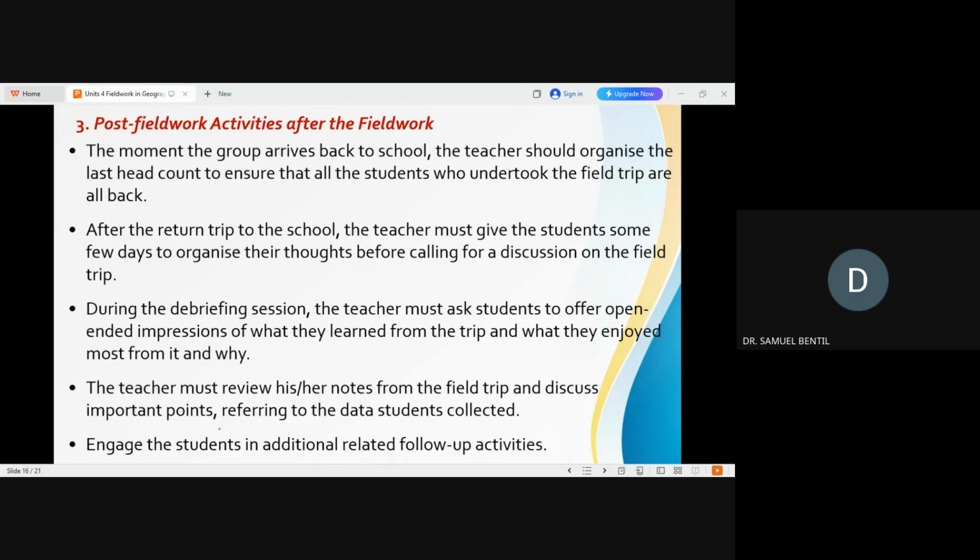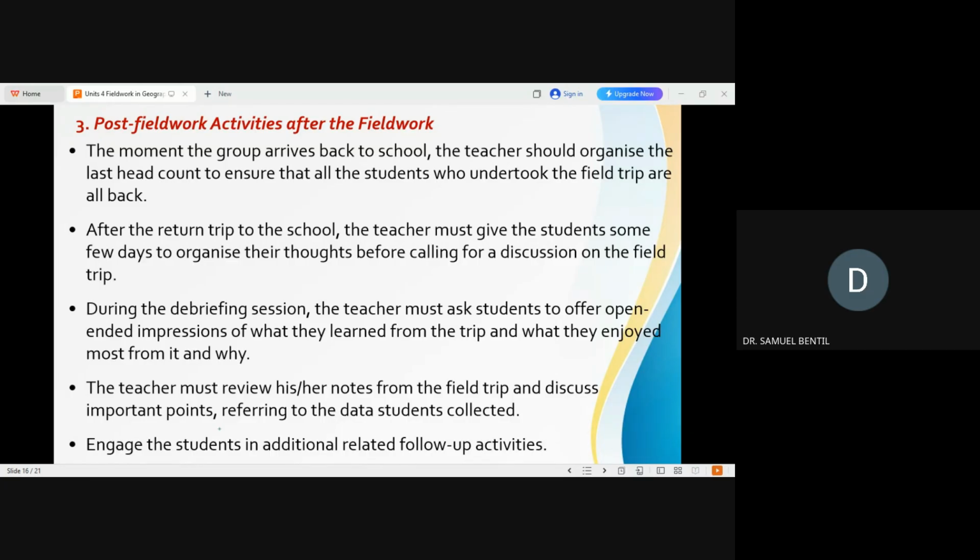Now, during the debriefing session, the teacher must also ask students to offer open-ended impressions of what they learned from their field trip and what they enjoyed most from it and why, so that you will know whether the students really were happy or enjoyed the field trip. You need to interrogate these areas.